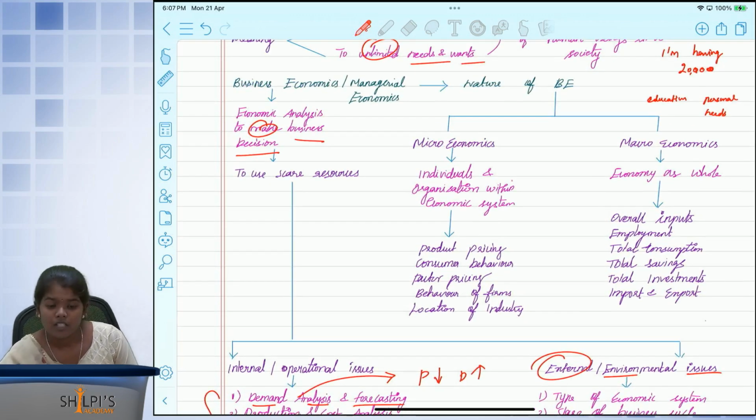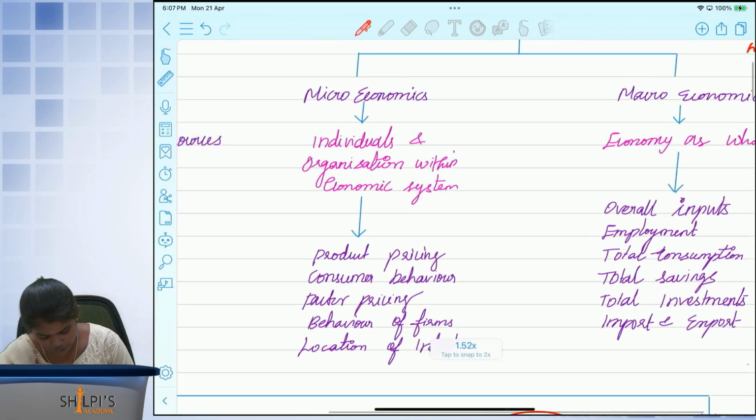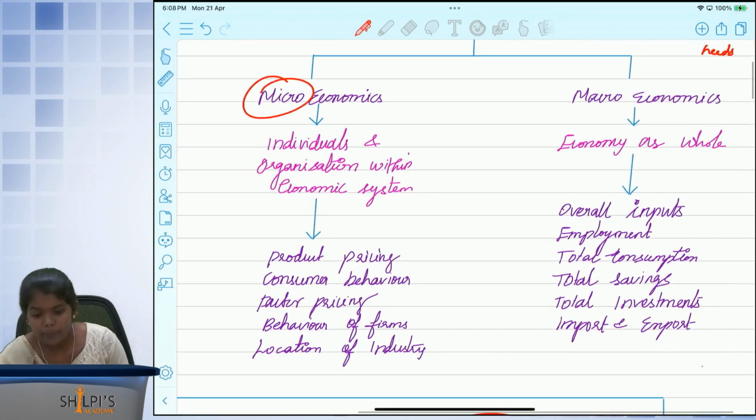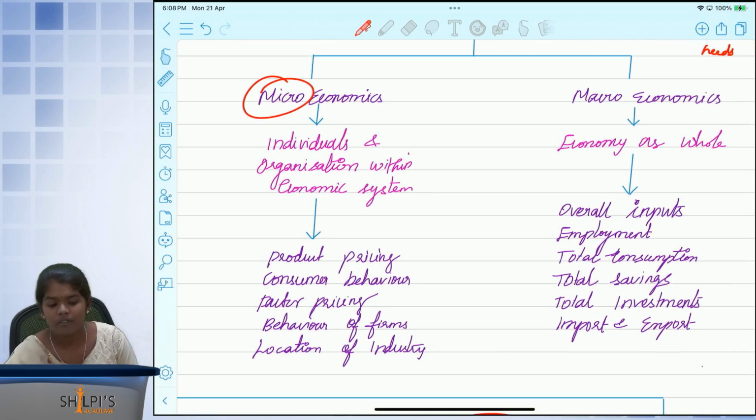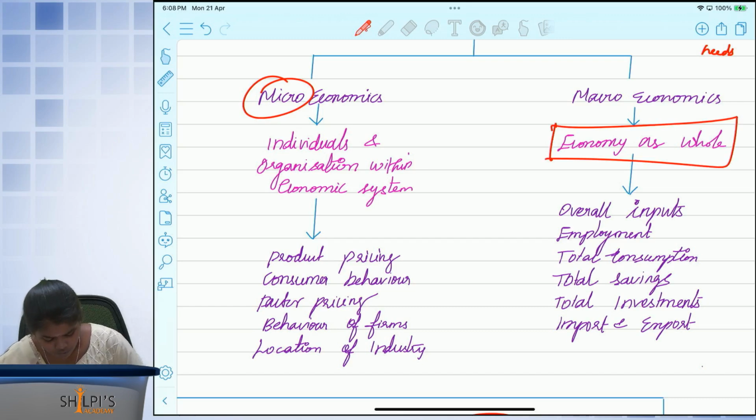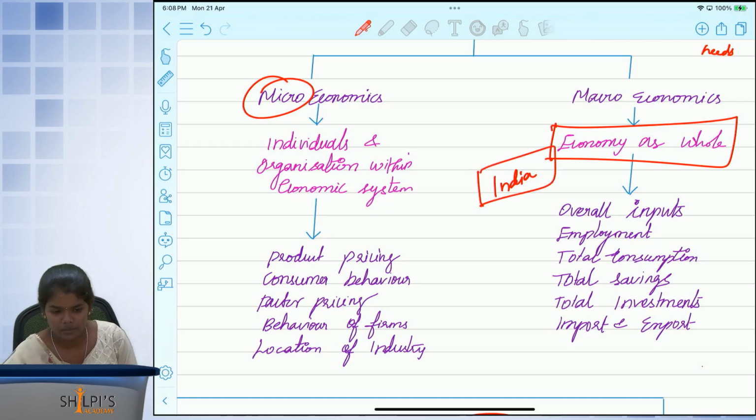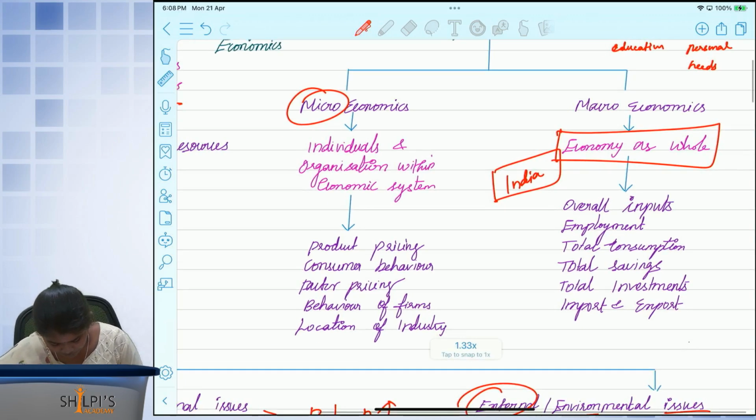And the nature of business economics can be divided into two categories. One is microeconomics and another one is macroeconomics. Microeconomics deals with the individual perspective and macroeconomics deals with the economy as a whole. So in this we can say like that, at a particular region or else a particular country, okay?